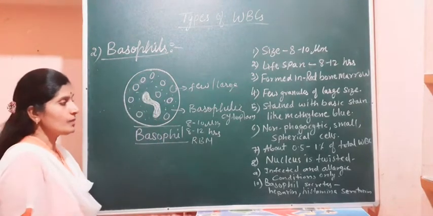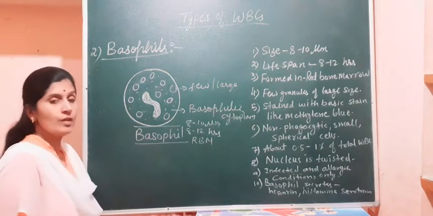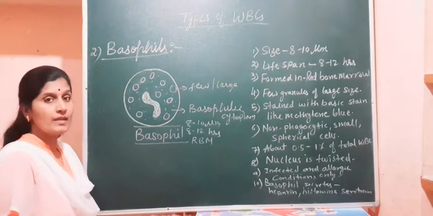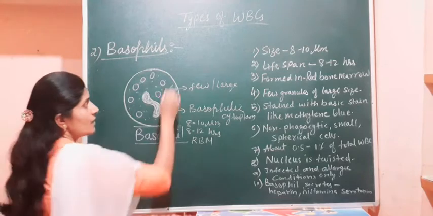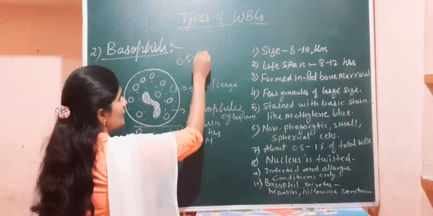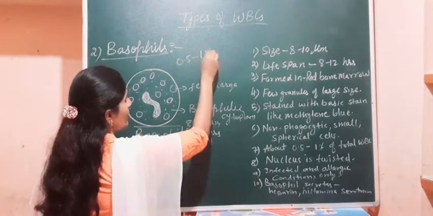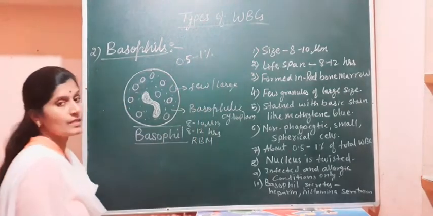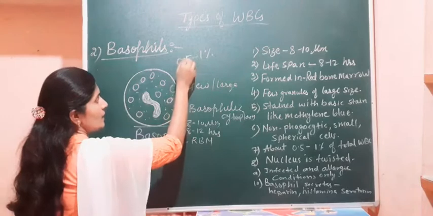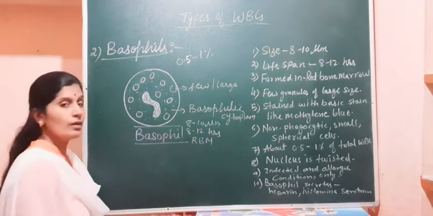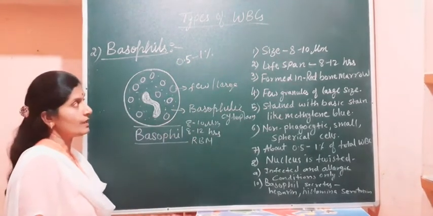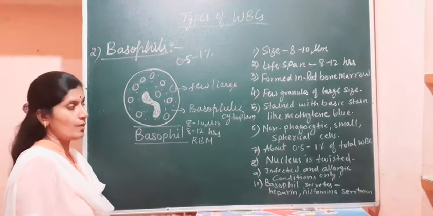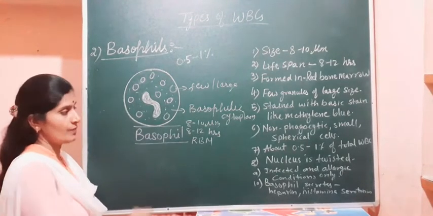And the percentage of these cells is very less. How much is it? 0.5 to 1% only. Means very few basophils are present. Only 0.5 to 1% of the total WBCs are basophils.